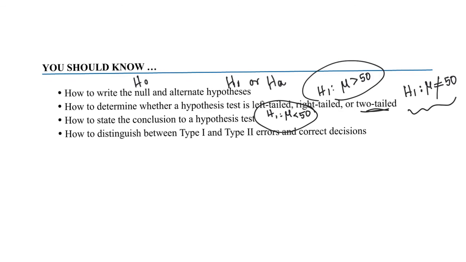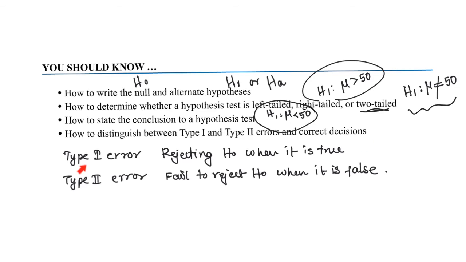Then you learn how to state the conclusion to the hypothesis test and how to distinguish between type 1 and type 2 errors and correct decisions. So type 1 error is rejecting the null hypothesis when it is true, and type 2 error is failing to reject the null hypothesis when it is false. In the next section you will learn the hypothesis test for a population mean, standard deviation known.